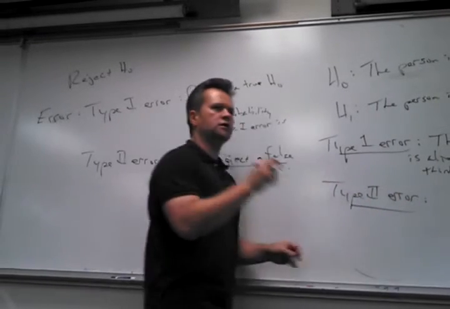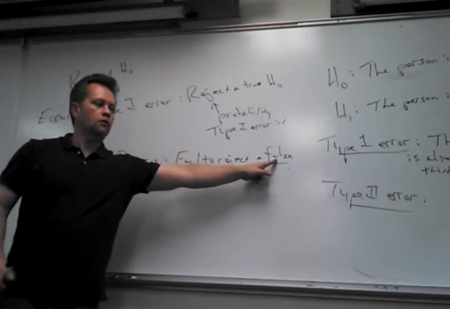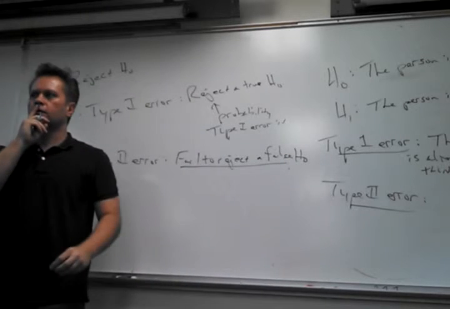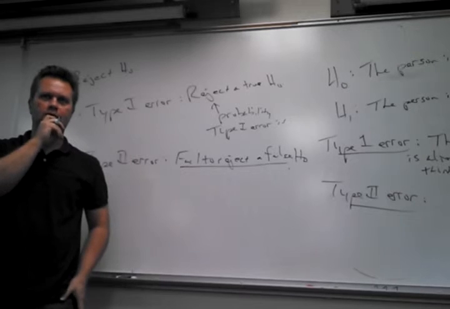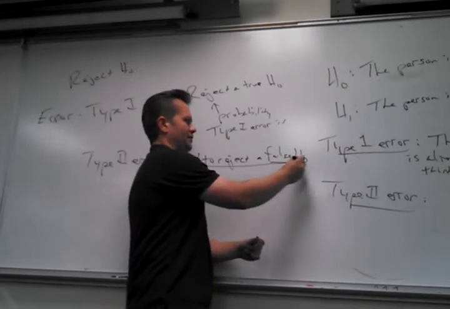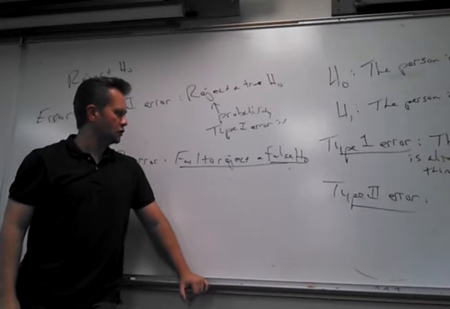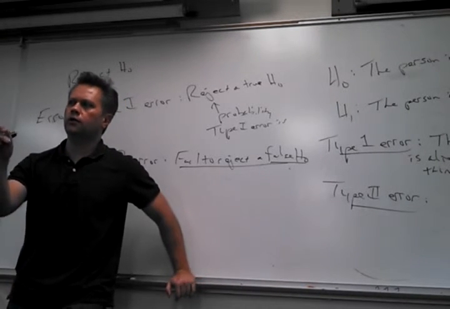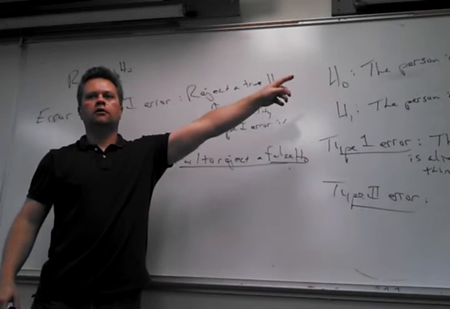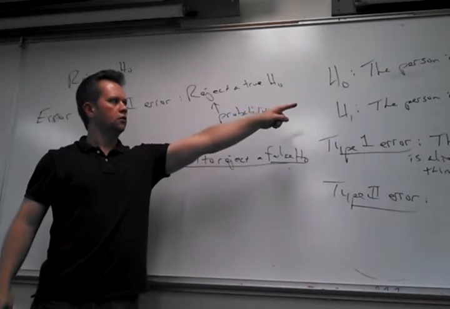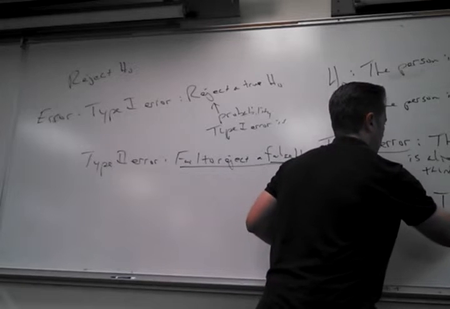What would a type 2 error be? What is actually true for a type 2 error? Fail to reject a false null. So what's actually happening? If the null is false, then the H1 is true, so they're actually dead. So the person is dead, but what do we do? Treat them like they're alive.